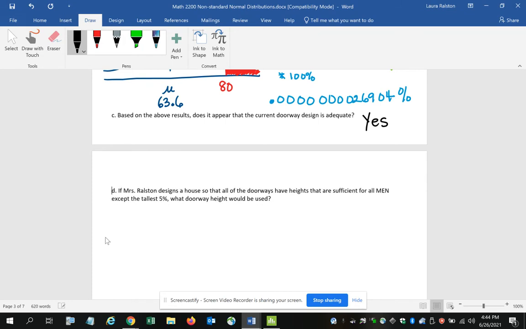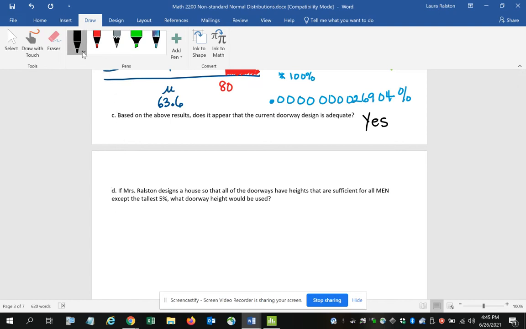So then letter D, still talking about height, says if Miss Ralston designs a house so that all the doorways have heights that are sufficient for all men except the tallest 5%, what doorway height would be used? Is it possible that I could design a house where the doorways are maybe shorter to hopefully save some money on the wood that would be required?